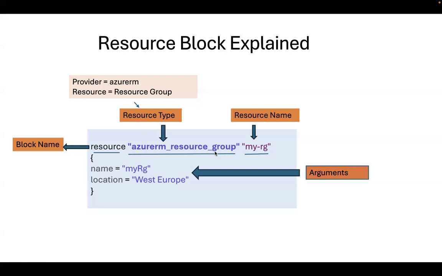We will be declaring it like this. And the resource name is my_rg. This you can change. Whatever name you want to keep for this block, you can keep that. This is the resource name, and these are the attributes. This is how we declare a single resource block. Block name, resource type, resource name, and these are arguments.